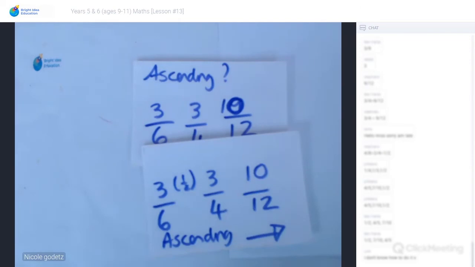Okay, if you don't know how to do it, that's fine, but I would like you to join the 11 o'clock lesson, please, next week, to really lock this down. So we're thinking about equivalence. So we're looking at, okay, 3/6, we know that's a half.